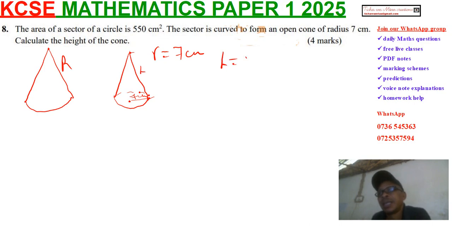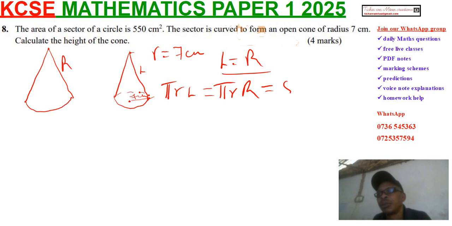Then the formula that we use to find the surface area of a cone is pi r L. But because we have said L is the same as R, this is the same as pi r, the radius of the cone, multiplied by R, and that area is equal to 550. So with that we can find R.